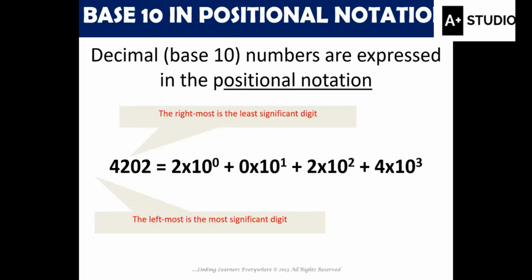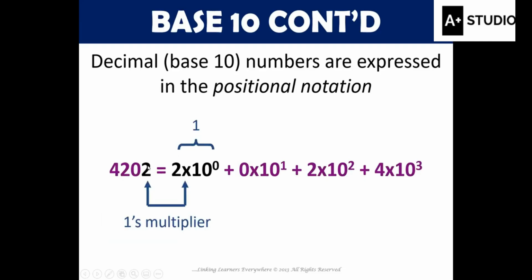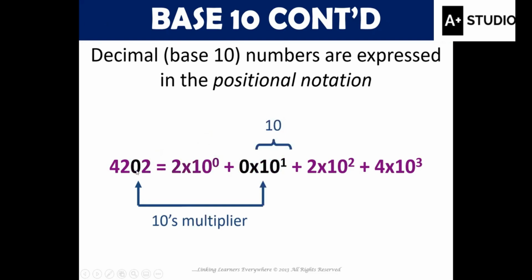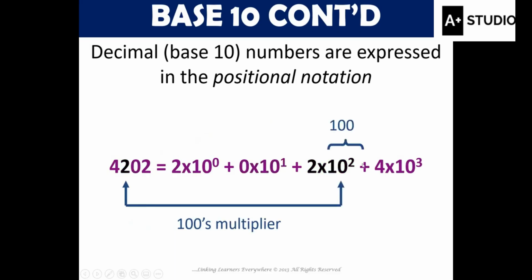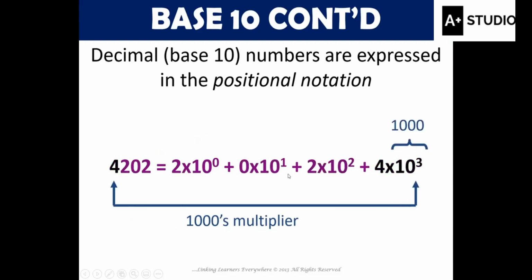Now we want to verify why we say a number is in base 10. When we say 4,202, if I ask you to prove that this number is base 10, take each digit and multiply it by the base raised to its position. 2 is the last digit, so it is 2 times 10 to the power 0. Then 0 is 0 times 10 to the power 1, the tens position. Then 2 is 2 times 10 to the power 2, the hundreds position. And the last one, 4, is 4 times 10 to the power 3, the thousands position.